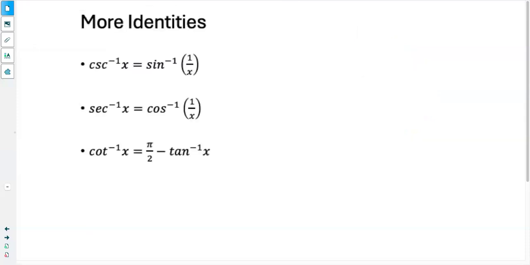Okay, so some more identities. Our inverse of cosecant is sin⁻¹ of 1 over x. Our inverse of secant x is cos⁻¹ of 1 over x, and our inverse of cotangent x is π/2 minus tan⁻¹ of x.